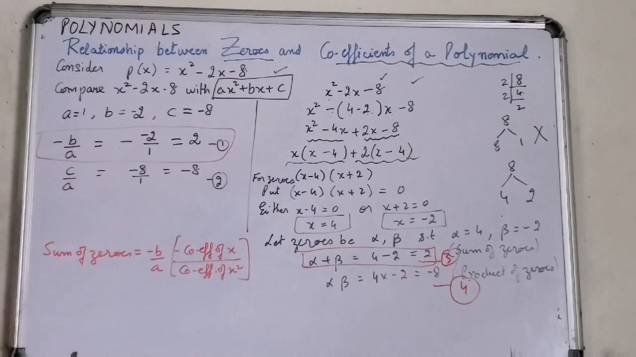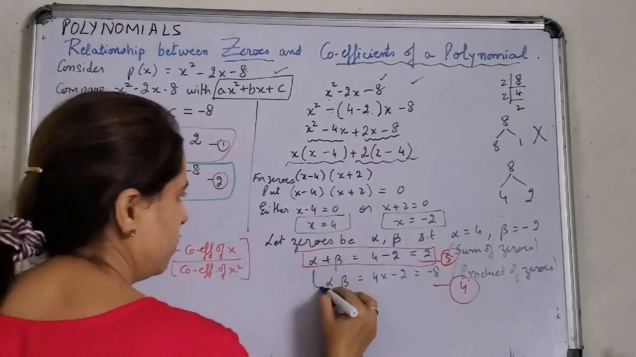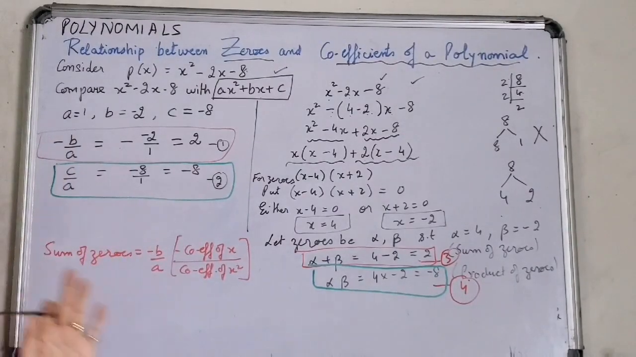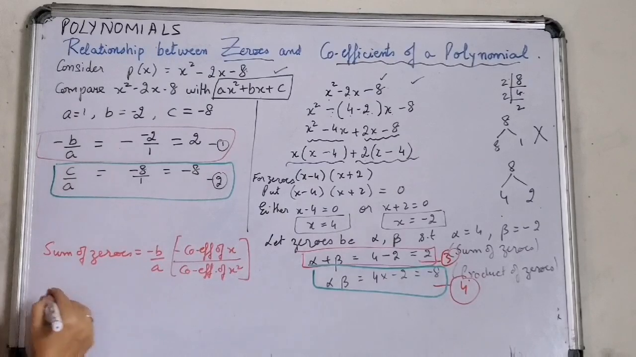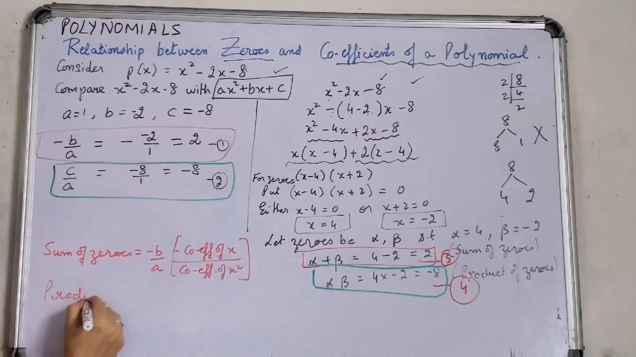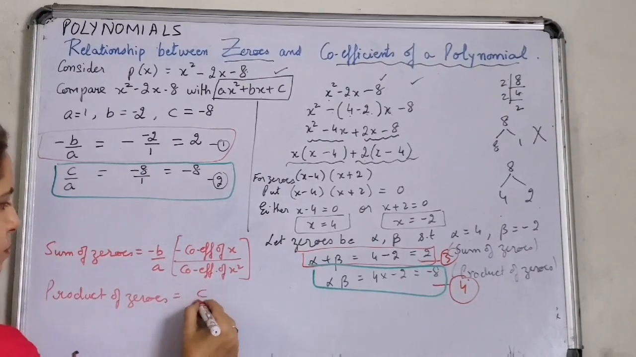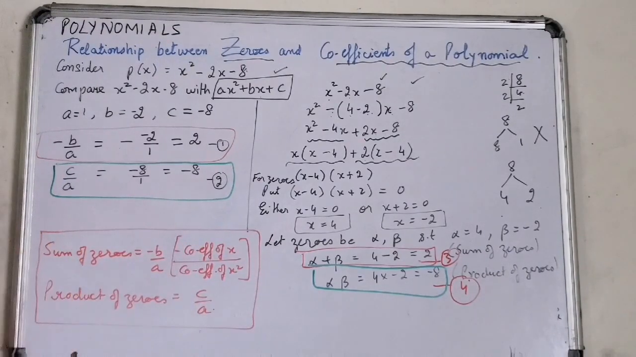And now look at the second and the fourth step. What do you observe? The value of c upon a was minus 8 and the value of alpha into beta is also minus 8. I beg your pardon. So this implies product of zeros is equal to c upon a. So these are the standard results. They work in all quadratic equations. You can keep them in mind.